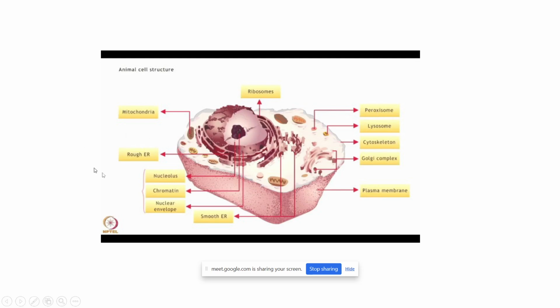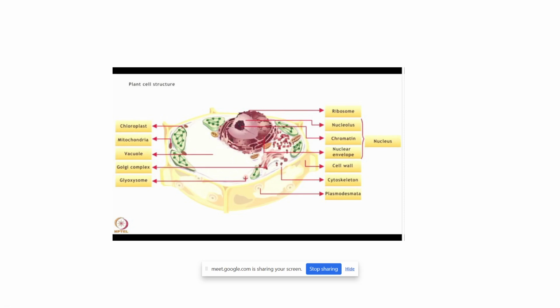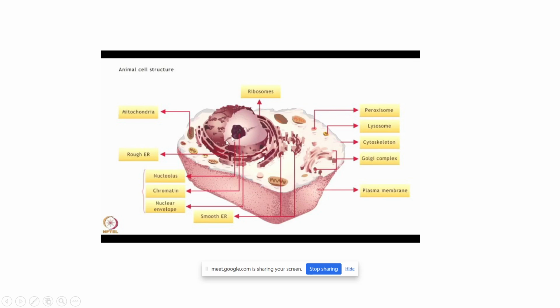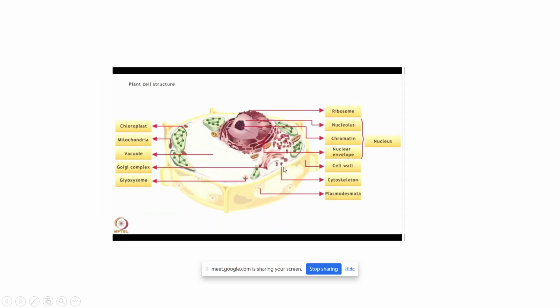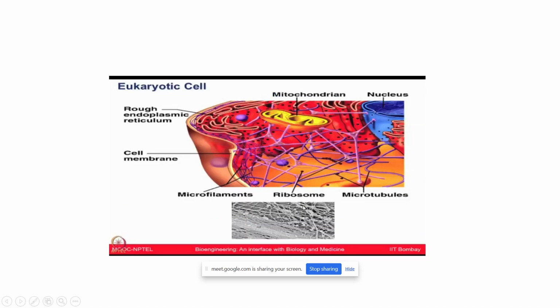Similarly, sir explained in much more detail how exactly these organelles are. This is mitochondria, this is Golgi apparatus, this is nucleus, then there is a cell membrane, and then there's something called a cytoskeleton. Cytoskeleton indicates cell skeleton, which gives the cell its shape. Similarly, in terms of plant cell structure, there is chloroplast, which is absent in animal cells. Chloroplast is the one which helps the plant do its photosynthesis.